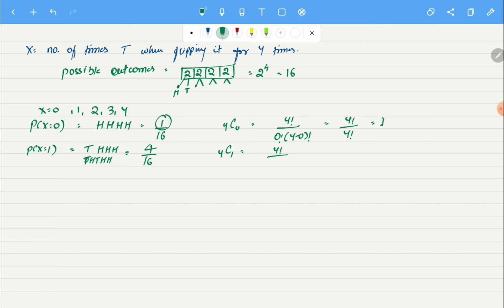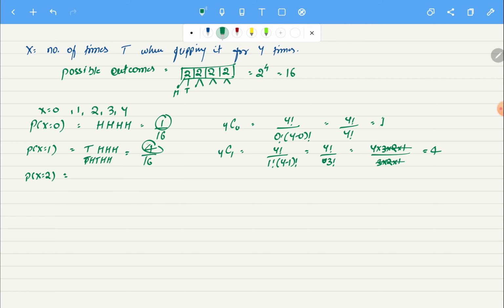We will have 4 factorial divided by 1 factorial, 4 minus 1 whole factorial. So this will be 4 factorial divided by 3 factorial. So we know this is 4, 3, 2, 1. This is 3, 2, 1. This will cancel out this and we are left with 4. Now we will try to find x equals 2.